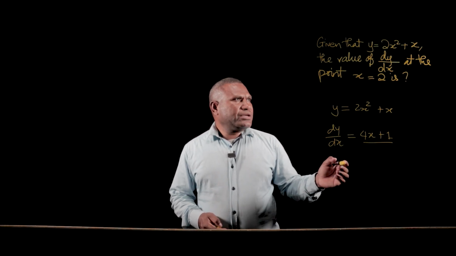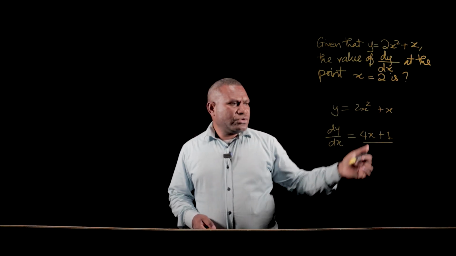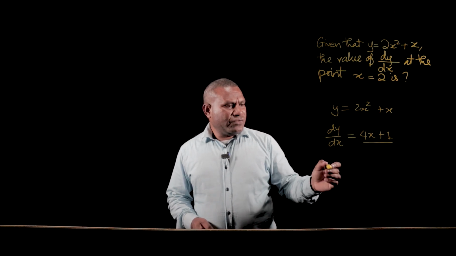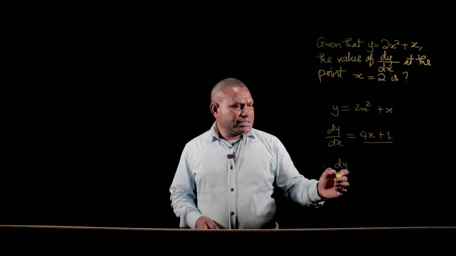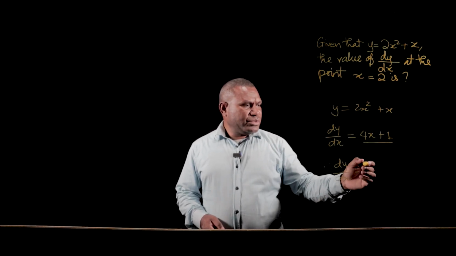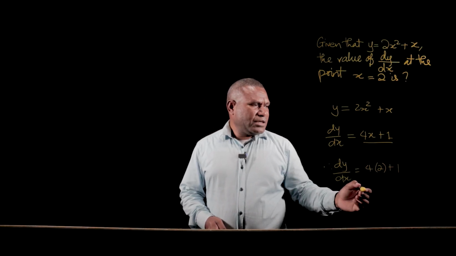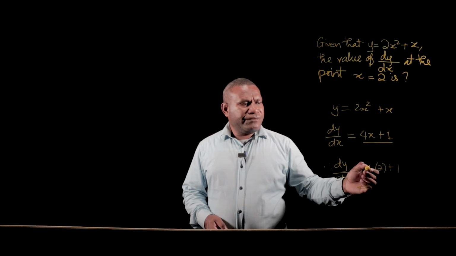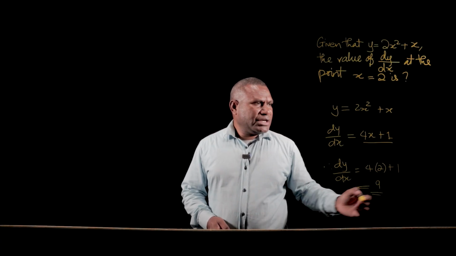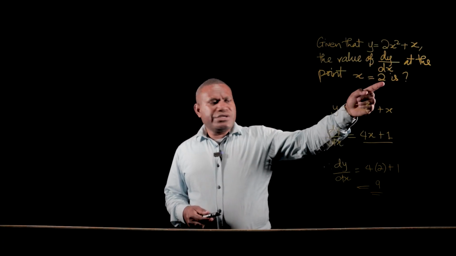In order to find the gradient of this function at x equals 2, all you have to do is substitute this 2 into this function. Therefore, the gradient of this function at point x equals 2 will be 4 multiplied by 2 plus 1. 4 times 2 is 8, 8 plus 1 is 9. So the derivative of the function at point x equals 2 is 9.